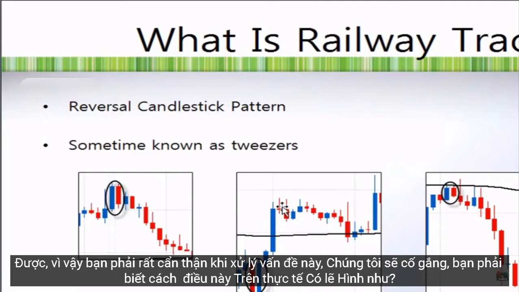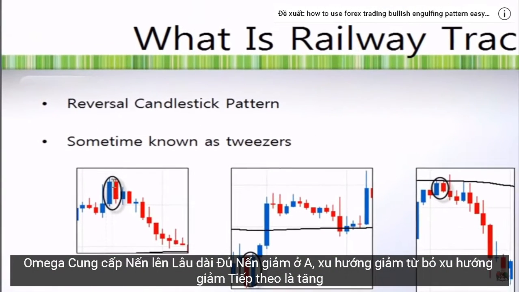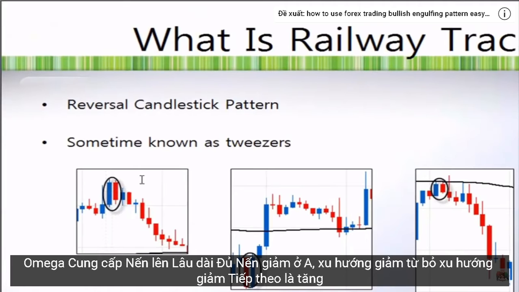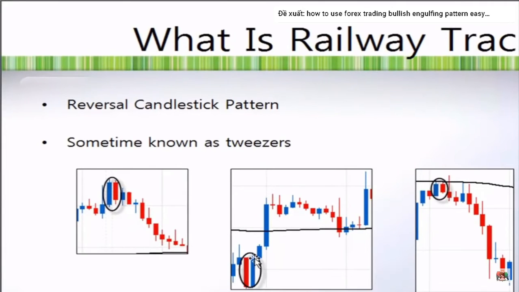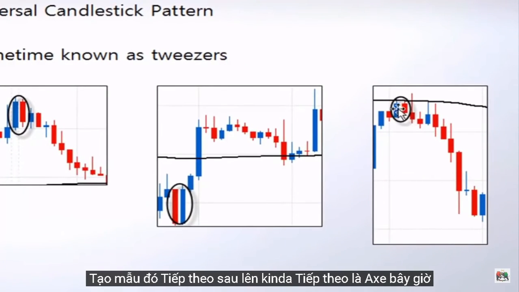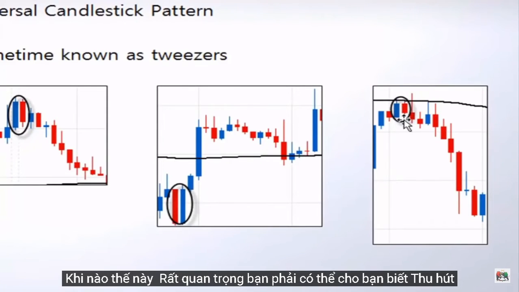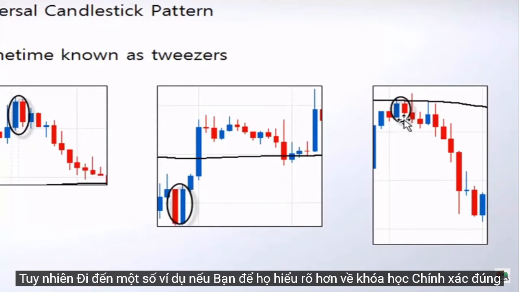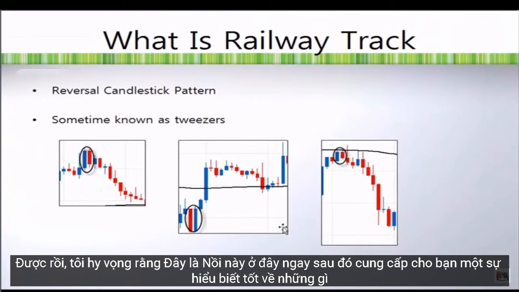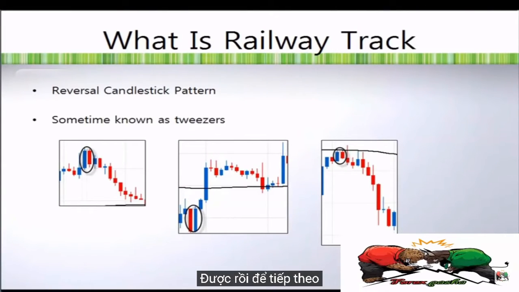You must know how it looks. In an uptrend, the railway track is made out of a long up candle and a down candle. In a downtrend, it is made out of a down candle followed by an up candle. In an uptrend again, can you see here? It is followed by an up candle followed by a down candle. So this is very important. You must be able to tell a railway track. However, I'll be going through some examples with you so that you have a better understanding of exactly what a railway track is. I hope this part gives you a good understanding of the railway track. So next.